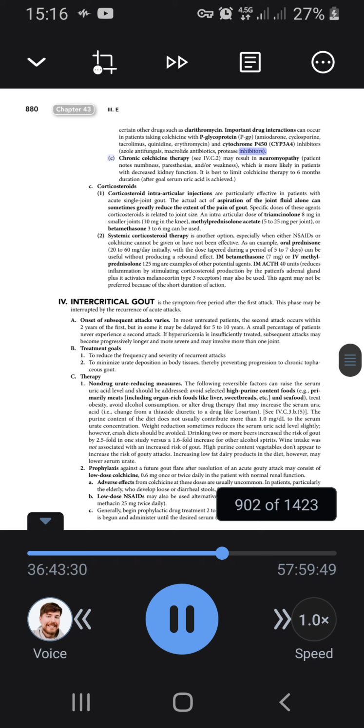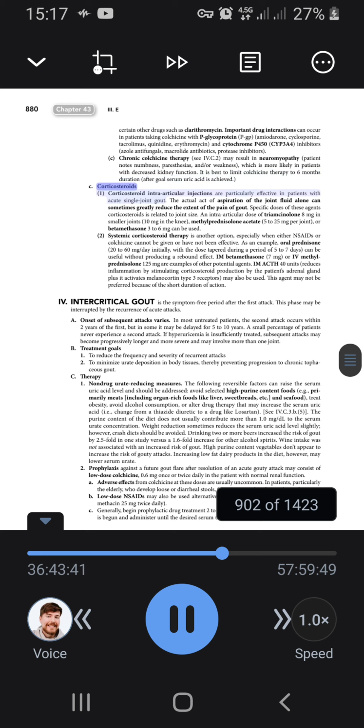C. Chronic colchicine therapy may result in neuromyopathy; the patient notes numbness, paresthesias, and/or weakness, which is more likely in patients with decreased kidney function. It is best to limit colchicine therapy to 6 months duration after goal serum uric acid is achieved.